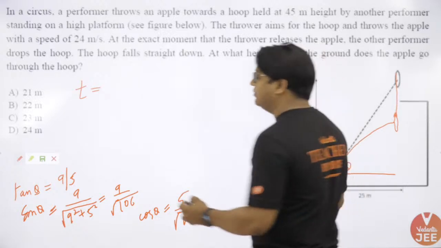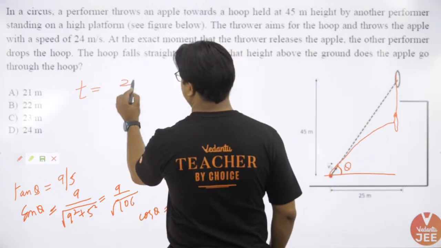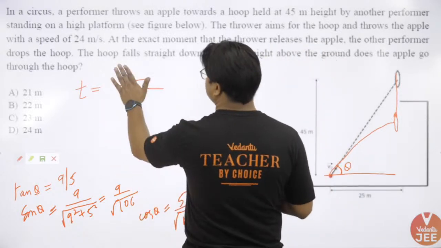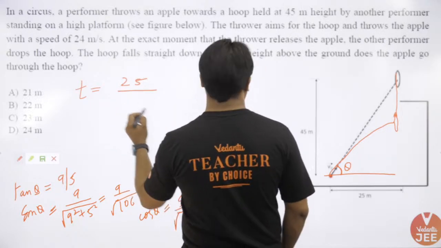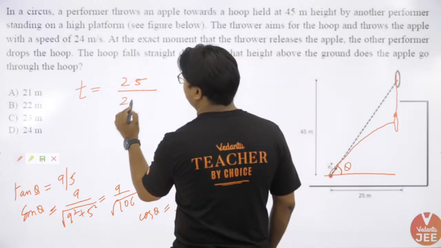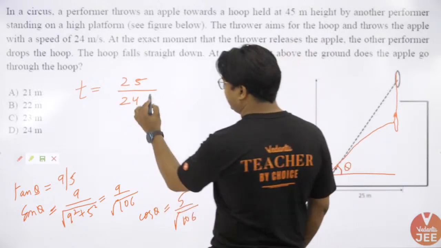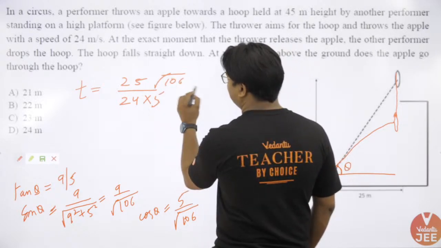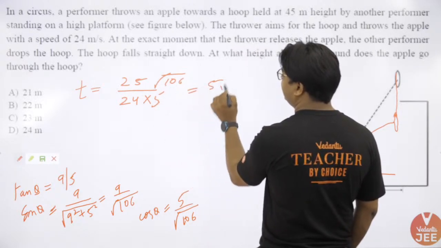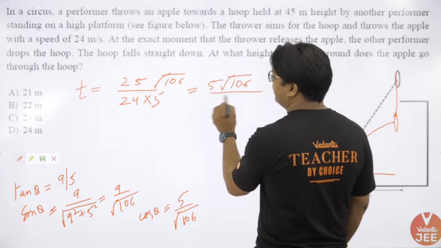Now time will be obtained by horizontal displacement divided by horizontal speed. The horizontal speed would be, V0 is given to be 24, so 24 cos theta. Cos theta is 5 by root of 106. So this is the time that we are getting. It becomes 5 root of 106 by 24.